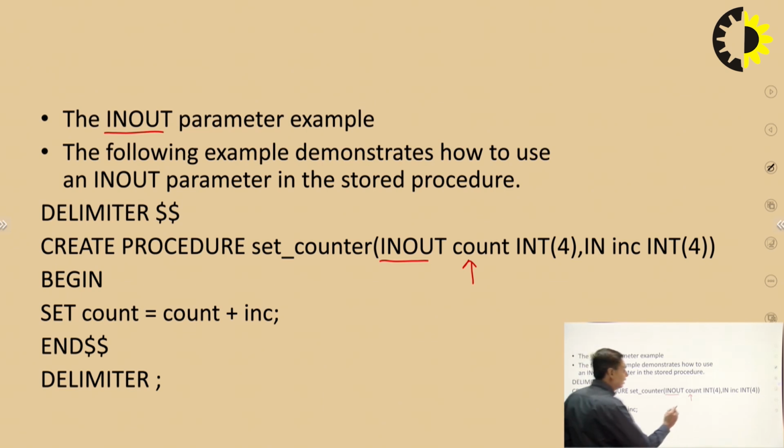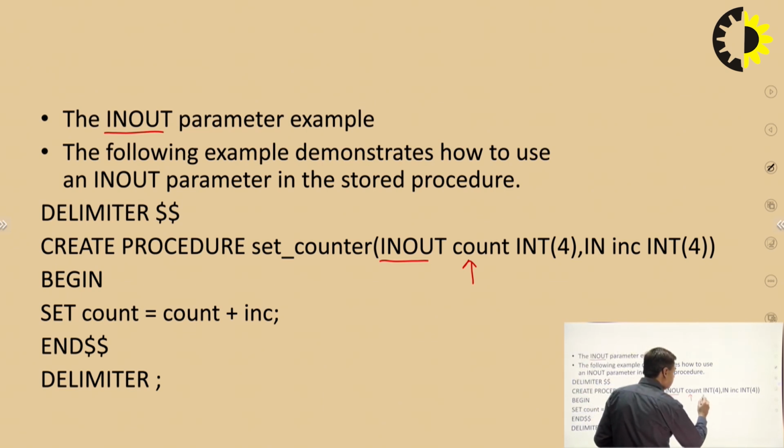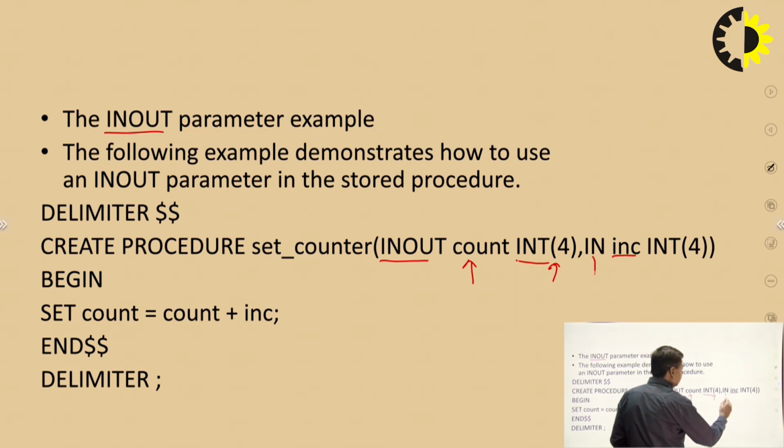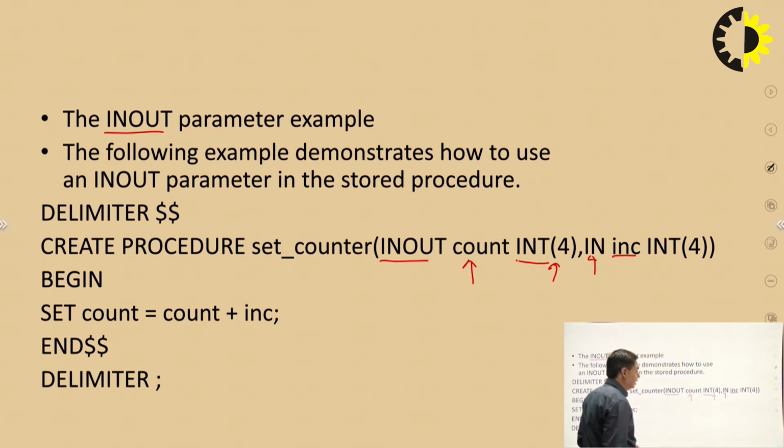So here the variable name is count and we are using the type integer and size is 4, and one more variable is defined, increment, meaning we are not going to update the variable inc, that is increment, because it is defined as in mode. Count is defined as in out mode, so the count variable will be updated.